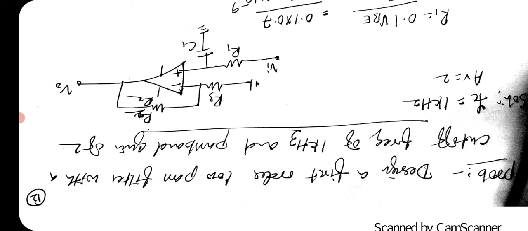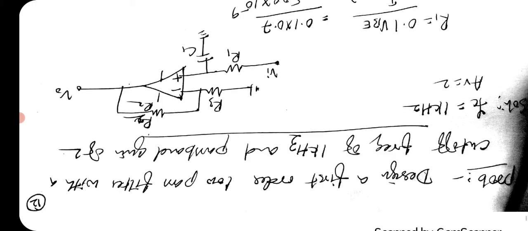Design a first order low pass filter with a cutoff frequency of 1 kilohertz and pass band gain of 2. So this problem is very important. All of you go through this. It's very simple.